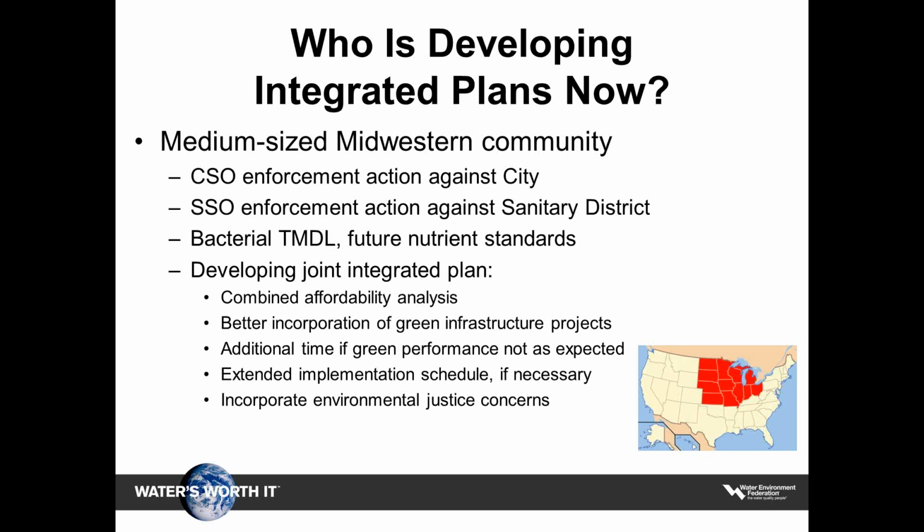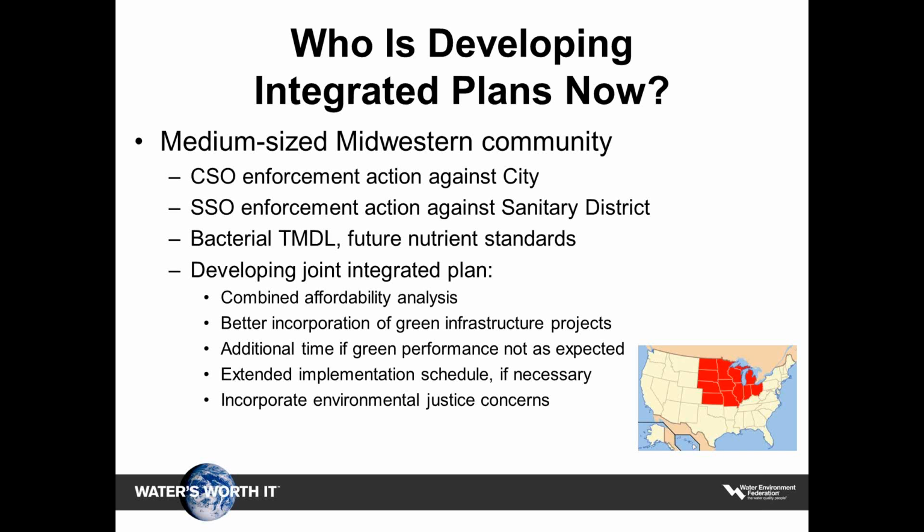So the city and the sanitary district are working together to develop a joint integrated plan. They're going to do a combined affordability analysis for their entire service area. And one of their focuses here that they think integrated planning will help them with is better incorporation of green infrastructure projects. So they've got good ordinances concerning development and redevelopment requirements, and they want to be able to incorporate the improvements that they can make in getting water out of the system as implementation is occurring to perhaps make their gray infrastructure expenses a little smaller.